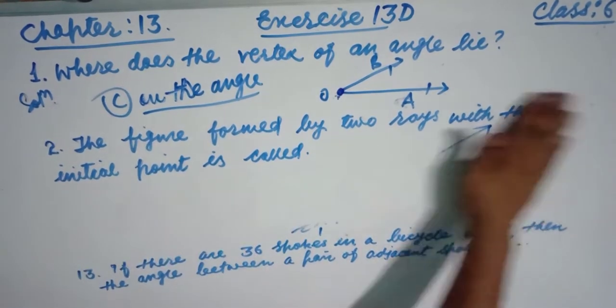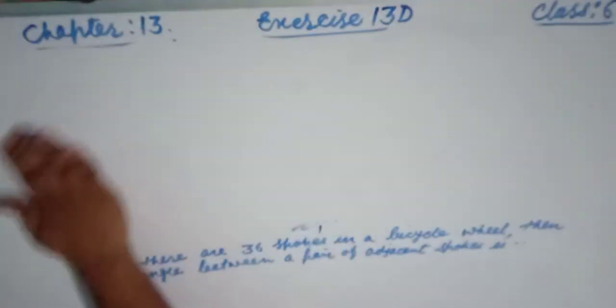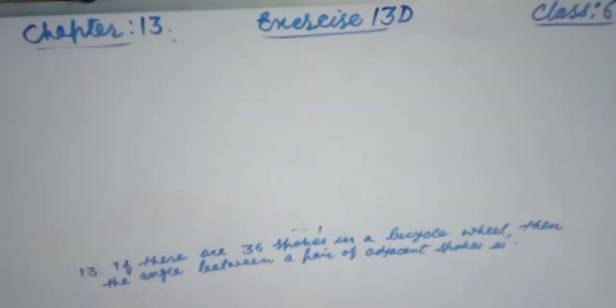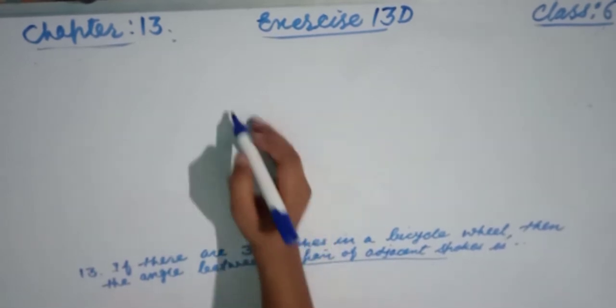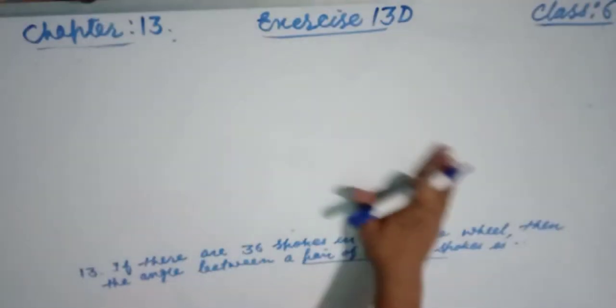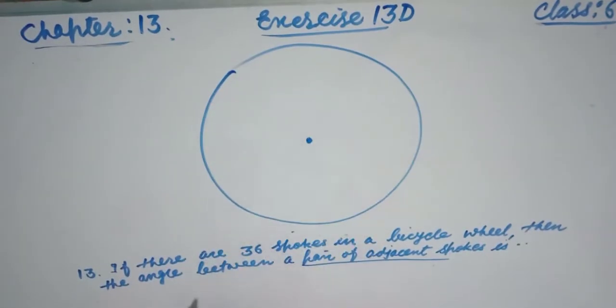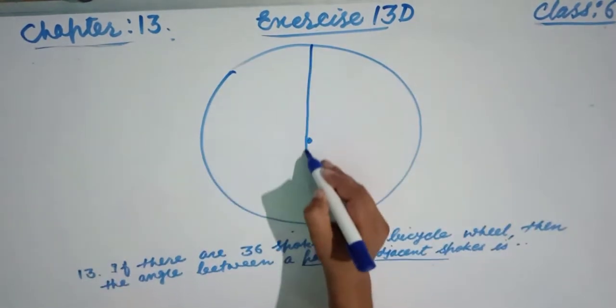Very simple, friends. First we are going to make a figure. If you get the figure, then you can easily find the angles between two spokes. First, try to understand the question 13. If there are 36 spokes in a bicycle wheel, then what is the angle between a pair of adjacent spokes? Now look, friends, there is a wheel, and it has 36 spokes.